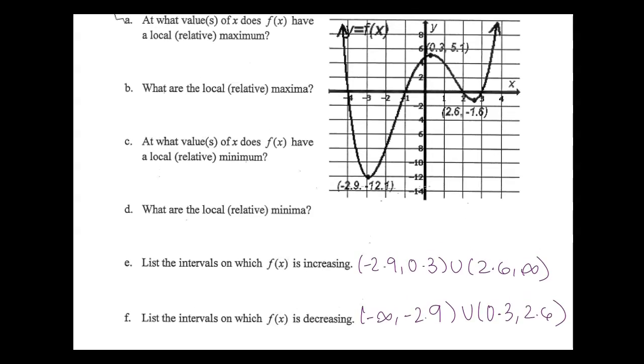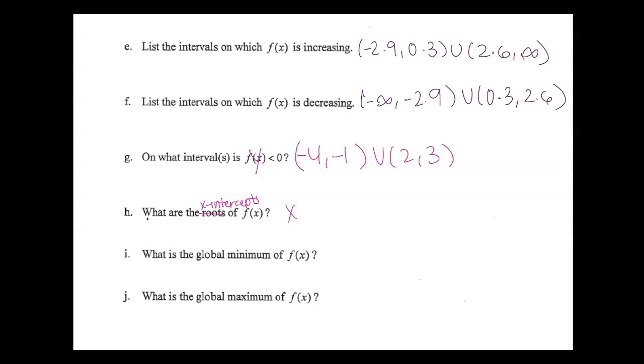X-intercepts. How many x-intercepts are here? We have 4. So your x-intercepts should have been x equals negative 4, negative 1, 2, and 3. Those are your x-intercepts.